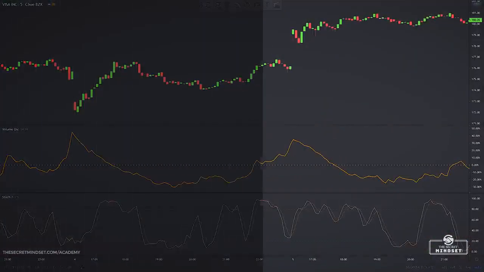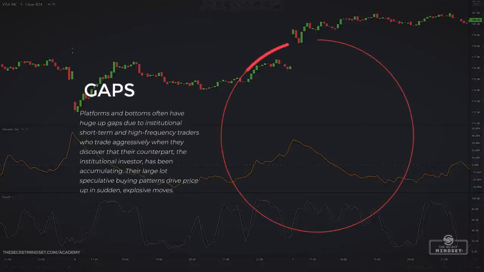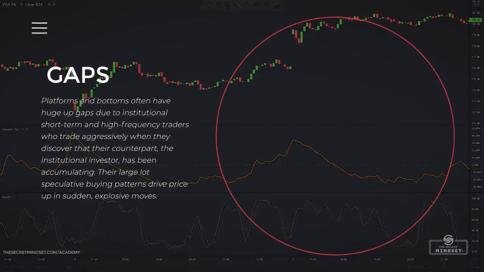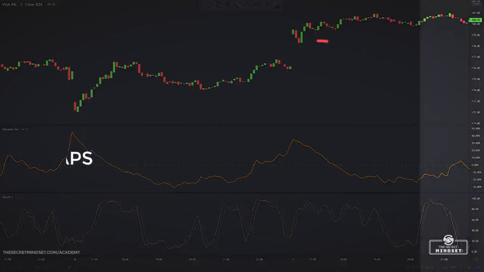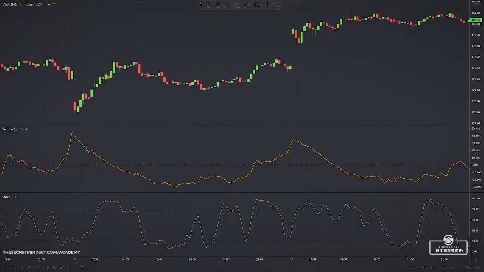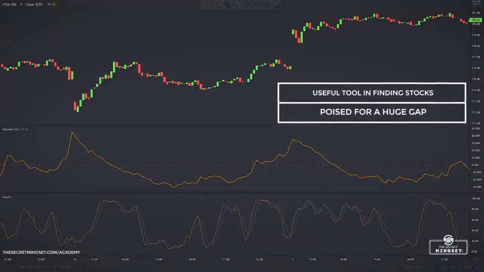Platforms and bottoms often have huge up gaps due to institutional short-term and high-frequency traders who trade aggressively when they discover that their counterpart, the institutional investor, has been accumulating. Their large lot speculative buying patterns drive price up in sudden and explosive moves. The volume oscillator can be a useful tool in finding stocks poised for a huge gap.